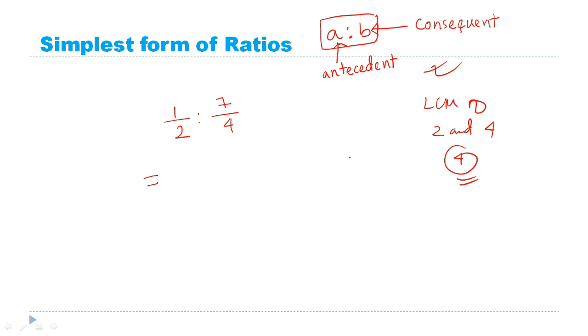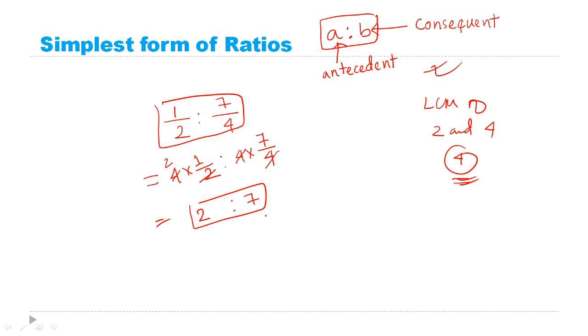Now you see, in this question, the LCM that we have found of the denominators, we will multiply that LCM with antecedent and consequent. That means with the first term and the second term. So 4 into 1 by 2, yes, it is applicable in the case of fractions, when you have ratios in the fractional form. So 4 into 1 by 2 and 4 into 7 by 4. Now you can simply cancel them. 2 2s are 4. So 2 into 1 is 2, and 4 cancelled, and 7 is remained. So the simplest form of this ratio is simply 2:7. Is that clear? I hope the thing is clear now.